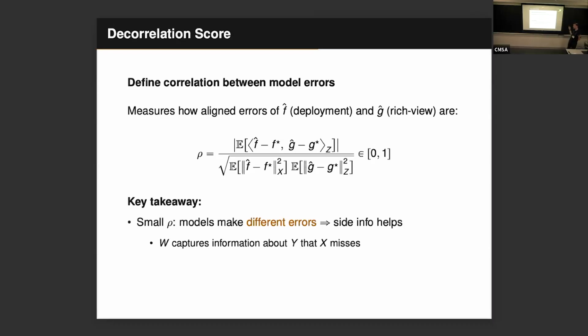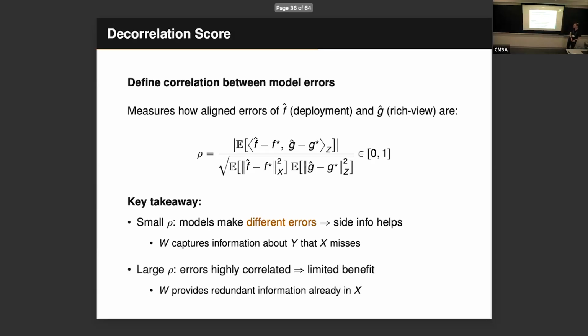Okay, and so the key takeaway in all of this work is really that if this is small, so if the errors that these two models make are more or less orthogonal to each other, or at least if this is bounded away from one, then you'll see in the risk bounds that the side information really helps. The reason for this is that the side information, the W, captures information about y that x misses, that x does not contain.